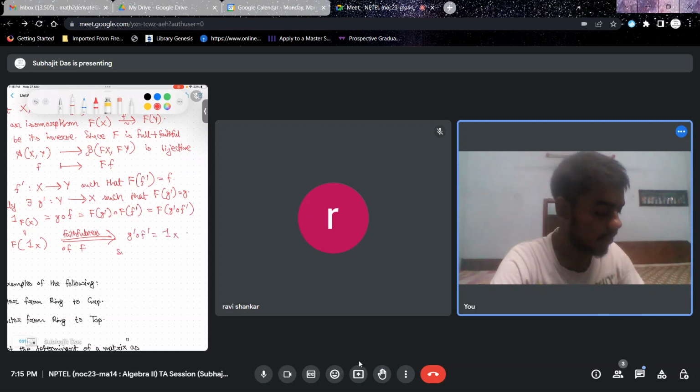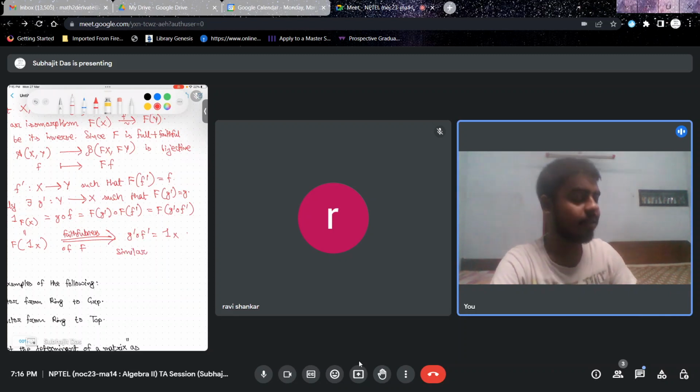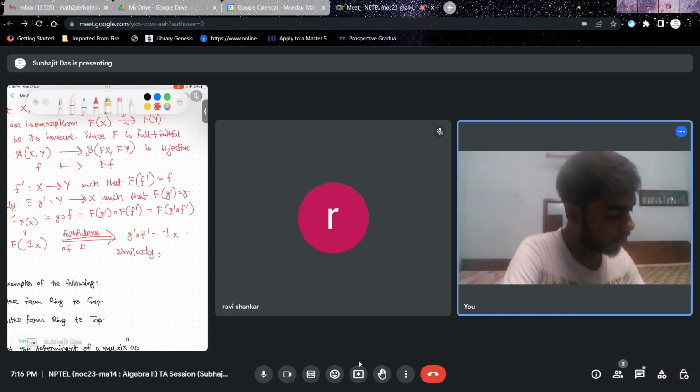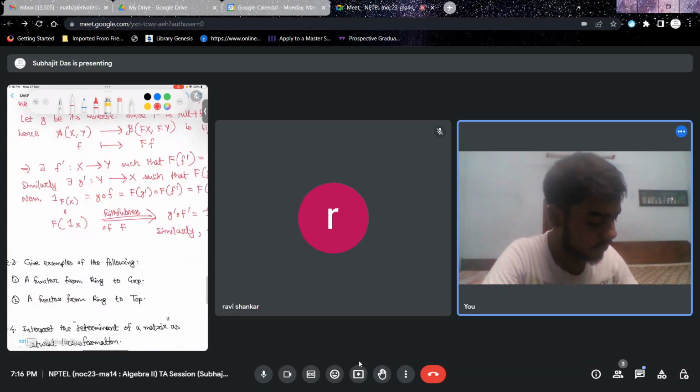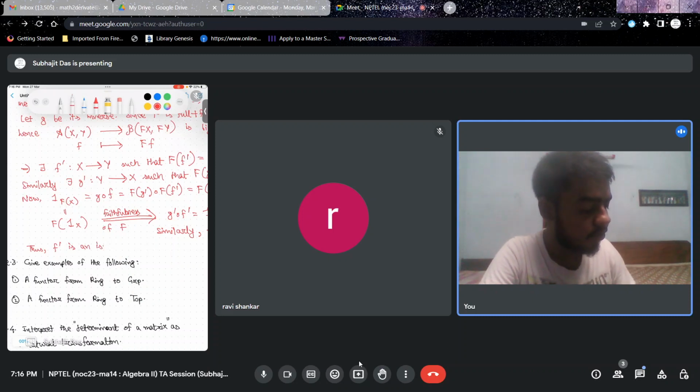And similarly, if you consider the local mapping associated to the functor, the mapping for the ordered pair y comma y, similarly, you get f prime composed with g prime is equal to 1y. Okay, thus f prime is an isomorphism.